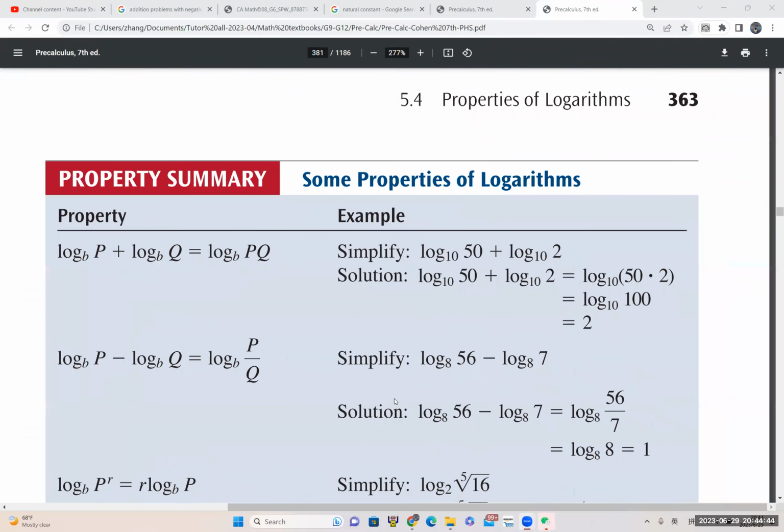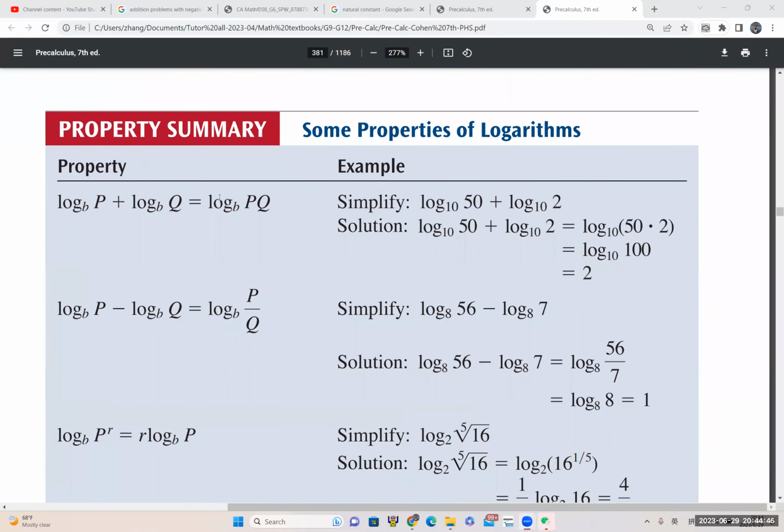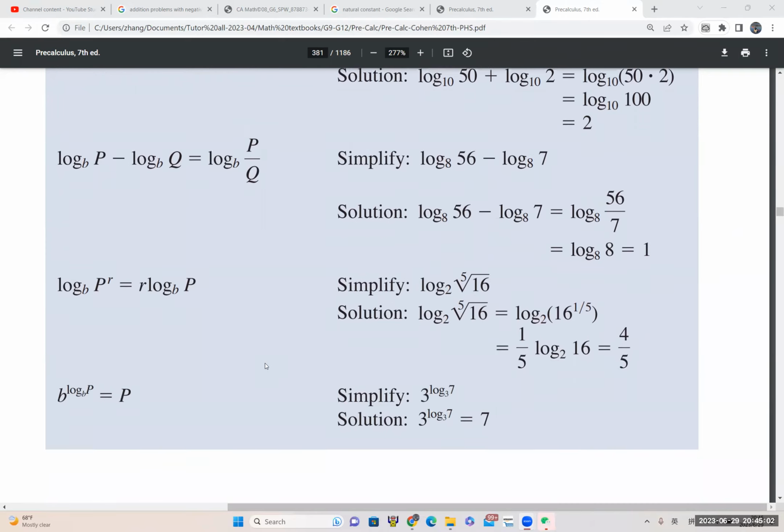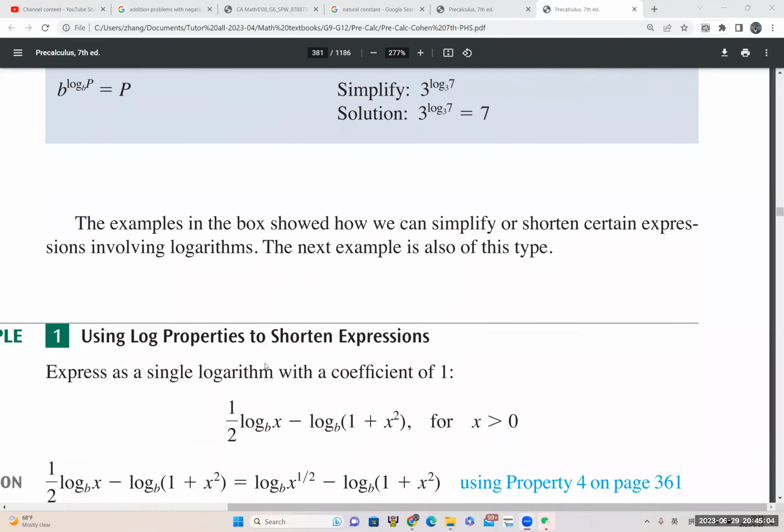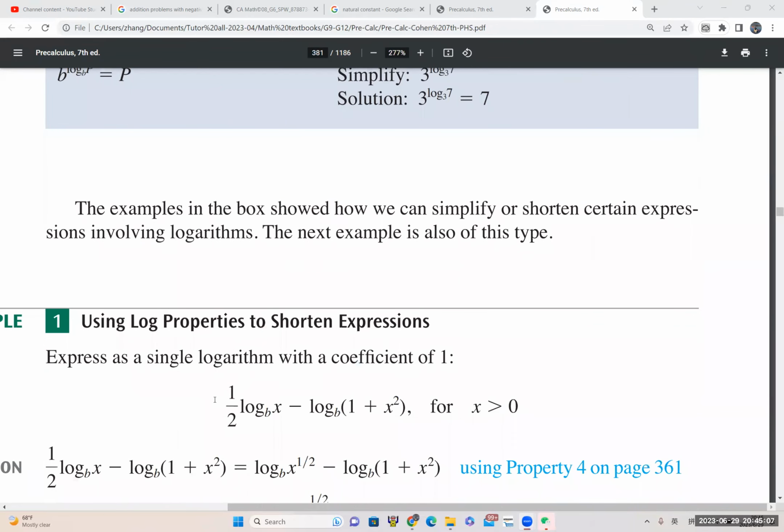Then here is a summary. Sometimes we go from the left side to the right side, sometimes from the right side to the left side. It depends on what we really want. This needs some time to know it and to use it.